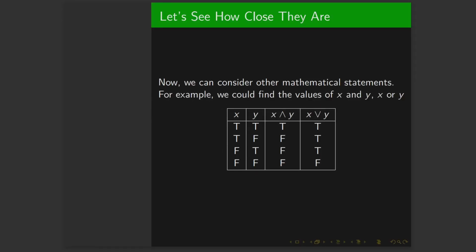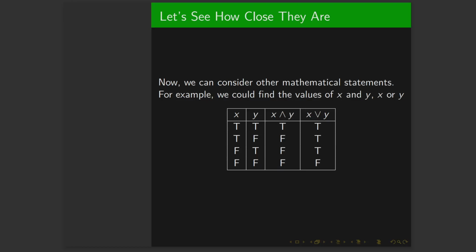What happens to x and y? Well, if x is true and y is true, then it's true. So if x is true, y is true, x and y is true. But if x is true and y is false, then x and y is false, because you need both of them to be true. But if we look at the or, if x is true and y is false, x or y is true, because x is true.